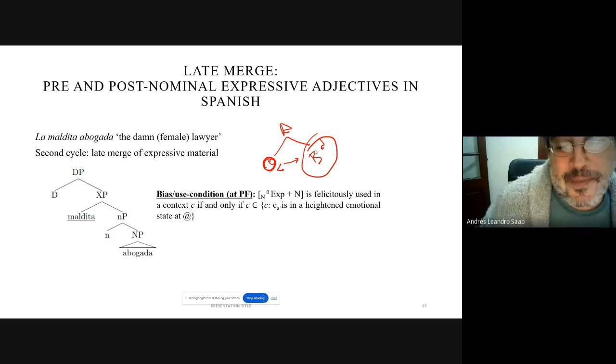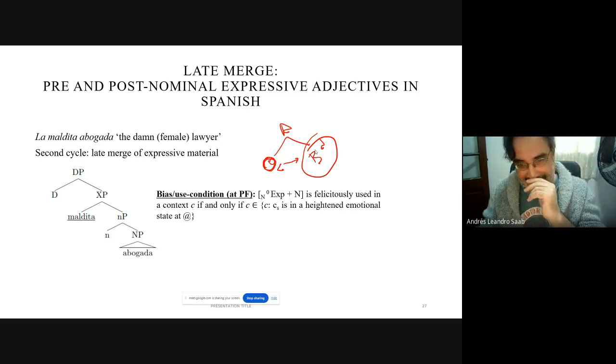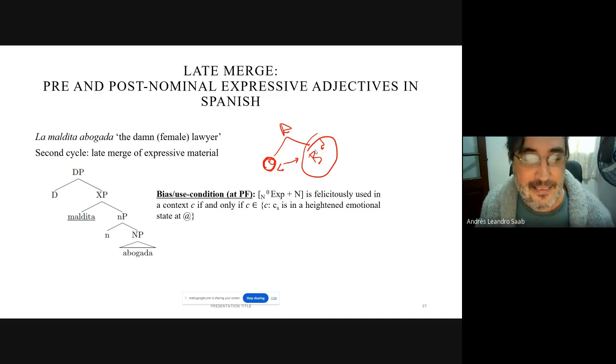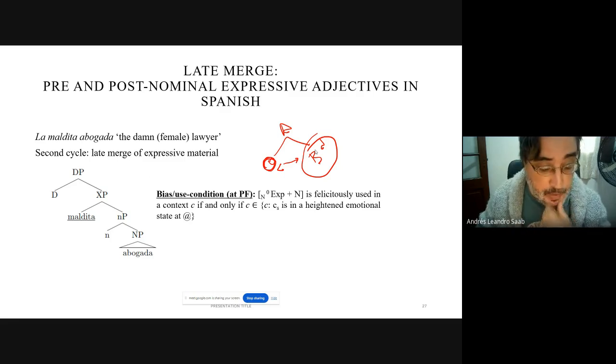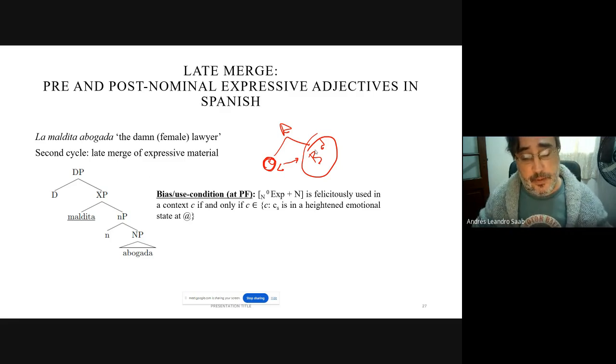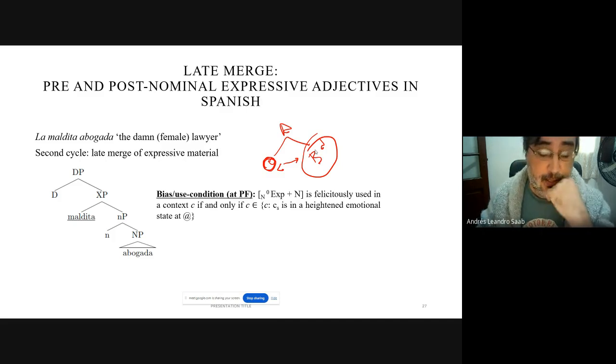But if you look at the type of examples he has in mind, it's very interesting that this corresponds to supplements, non-restrictive clauses, another type of appositives, many elements for which many people have claimed a late insertion type of approach. So it makes sense, I think, to think of this type of adjectives as being late merged, as other types of supplements or syntactic objects, and provide use conditions in a later cycle of contextual interpretation.